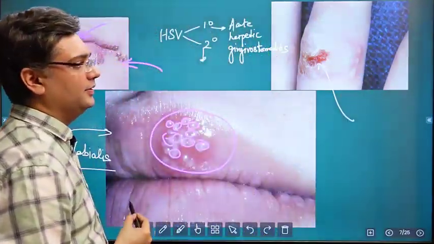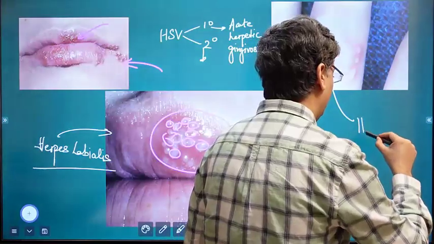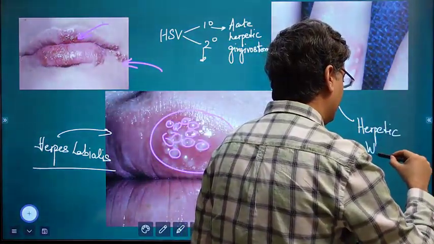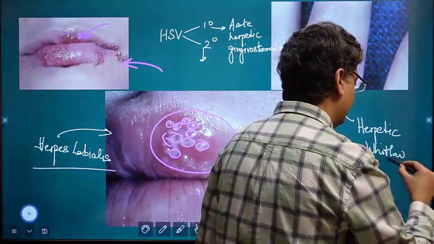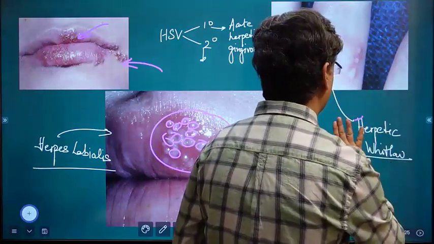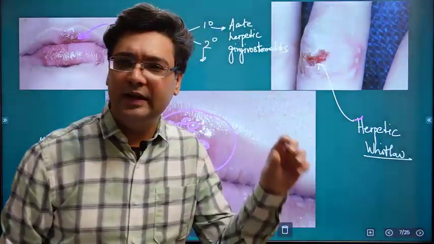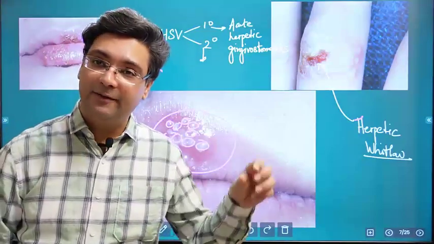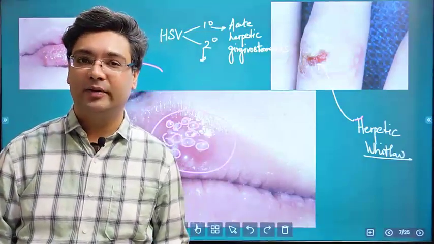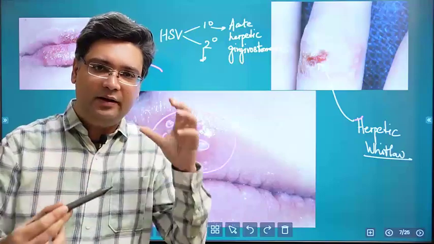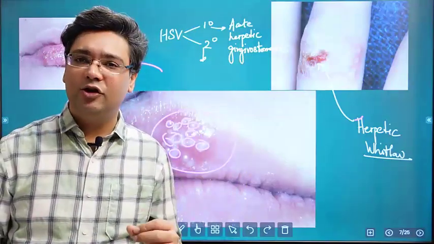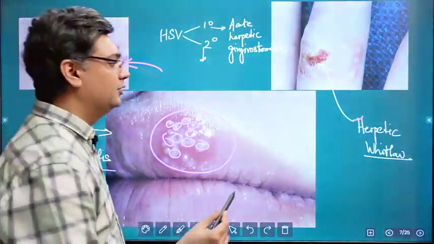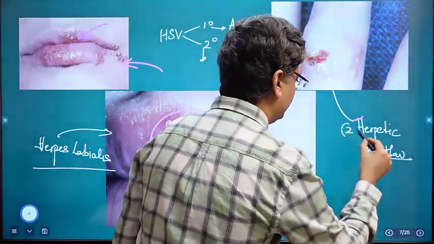We can see herpes of the fingers, and this is called herpetic whitlow. Herpetic whitlow is generally seen in dentists, because most of them are inserting their fingers, sometimes without even wearing gloves, into the oral cavities of other patients. So they have these rapid infections and reactivations of herpes, which can be herpetic whitlow. So the second condition of reactivation is herpetic whitlow.